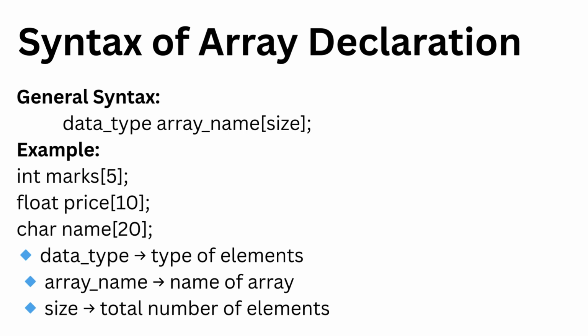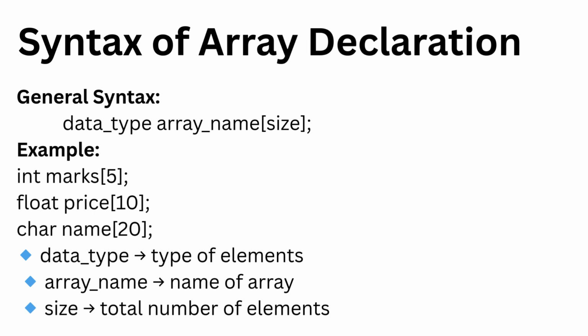programs. The general syntax of an array declaration is you have to write first the data type, then a space, then you have to write the array name, and the size will be mentioned in the square bracket. Here, marks is an integer type array of size 5. Price is a float type array which can store a maximum of 10 values, and name is a character type array which can store 20 characters at a time.